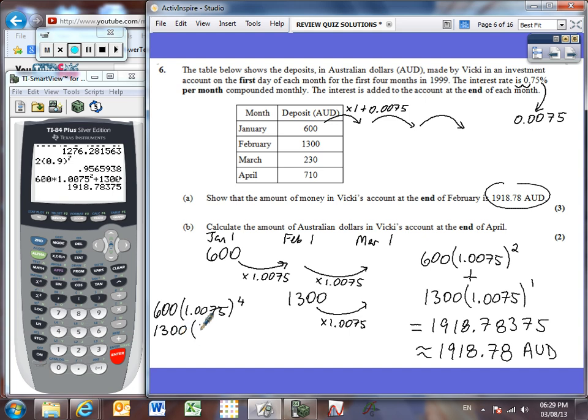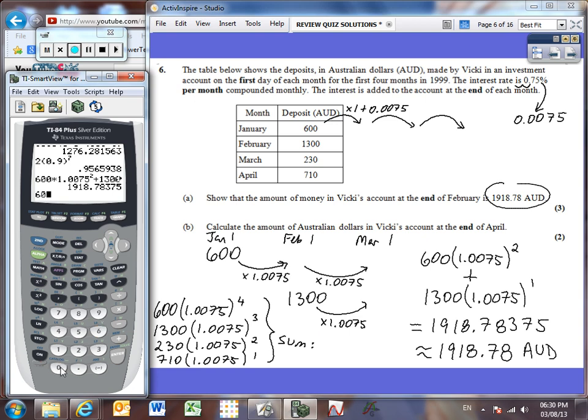The $1,300 deposit that we put in on February 1 has got 3 months to grow during the months of February, March, and April. The $230 deposit that we put in at the beginning of March has got 2 months to grow during the months of March and April. And lastly, our April 1st deposit of $710 has only got 1 month in which it can grow during the month of April. I want to add these 4 values together, and the sum should represent the amount of Australian dollars in her account at the end of April.